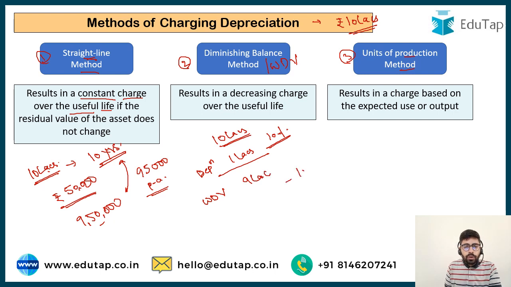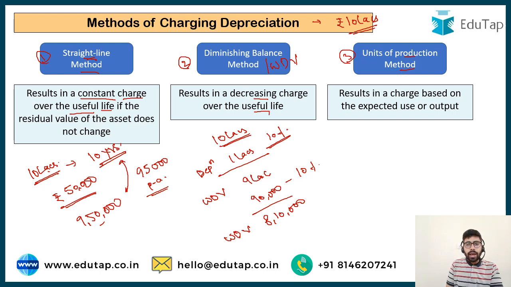And now we are going to charge 10% on this 9 lakh. So this is going to be 90,000. And now it's going to be 8 lakh 10,000. Your written down value is going to be 10,000. So this is how the depreciation is charged. This results in a decreasing charge of depreciation over the useful life. So this is how depreciation is charged in the diminishing balance method.